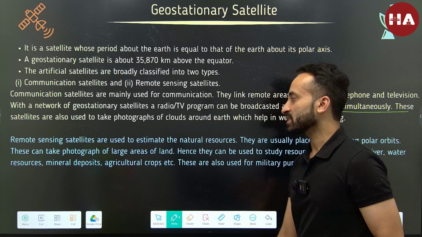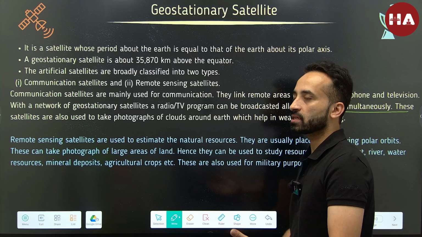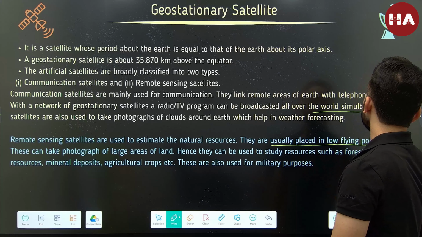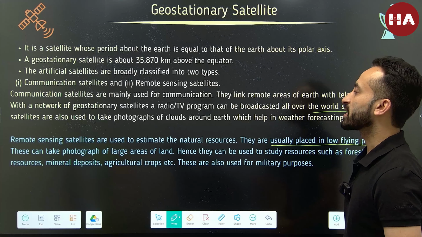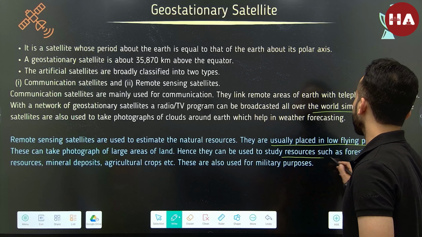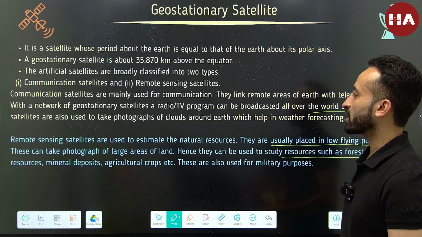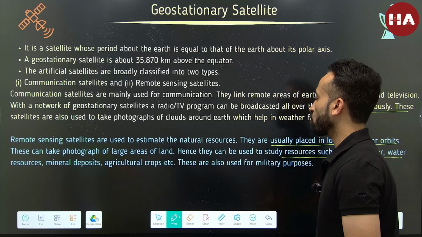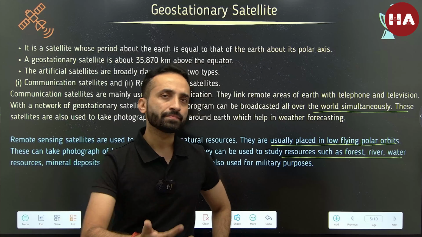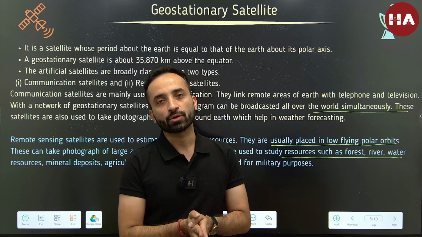Now, remote sensing satellites, as I was telling you, are also used to estimate the natural resources. They can be very close to the earth's surface as well. They are usually placed in low flying polar orbits. They can take photographs of large areas of land. Hence, they can be used to study resources such as forests, rivers, mineral deposits, agricultural crops, etc. They are also used for military purposes. So this is just for general knowledge that you should know how and what purposes any satellite would serve.